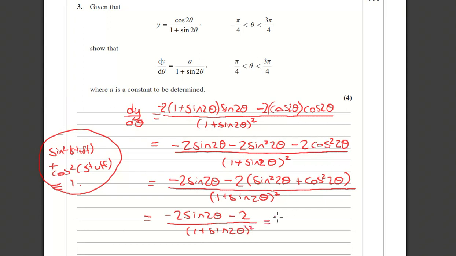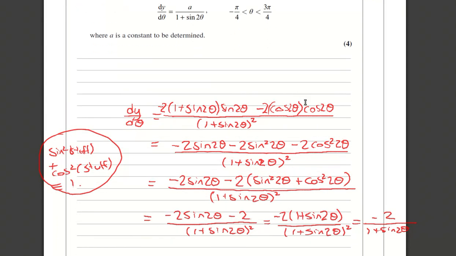Factorize out the minus 2 once again, and you've got 1 plus sine 2 theta, which is what you've got squared on the bottom. And so it starts to become obvious that A is in fact going to be minus 2 over 1 plus sine 2 theta, as they said it would be. And that's that question done. Hope that makes sense.